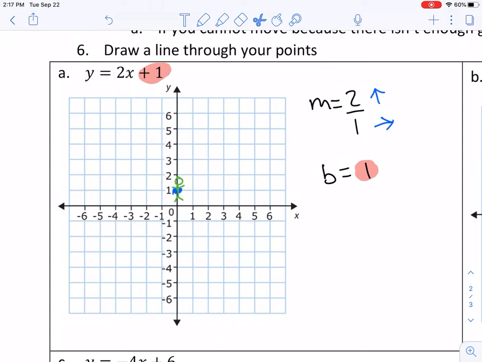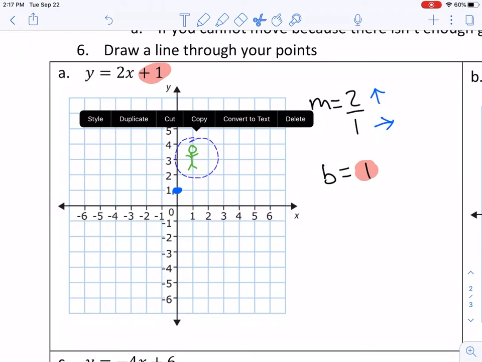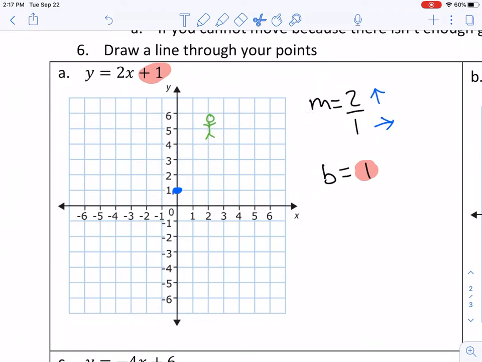Okay, I'm beginning at 1, and then I'm moving up 2, right 1. And I will put a point there. And then I can move up 2, right 1. Put a point there. Up 2, right 1. So again, I move up 1, 2, right 1, put a point. 1, 2, right 1, put a point. 1, 2, right 1, put a point. And the lines are kind of hard to do on the iPad, so just so you're aware.